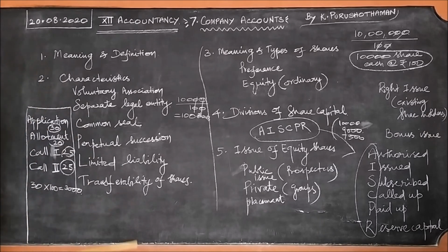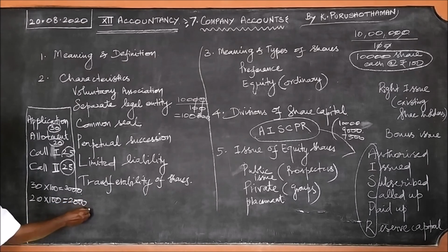Then the allotment will be made. Since I asked for 100 shares, if there is no competition, all the 100 shares will be allotted. Sometimes there is competition for the purchase. They may give fewer shares. Whatever shares are allotted, for that I should pay. Here I am taking all the 100 shares as allotted. For that, the allotment money, 20 into 100, I should pay 2,000 rupees.